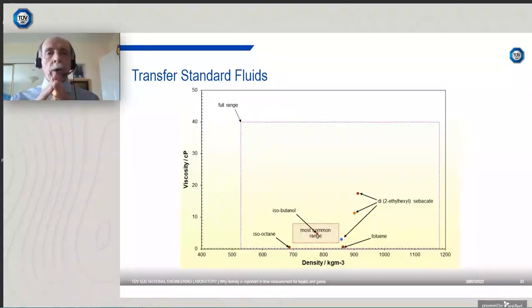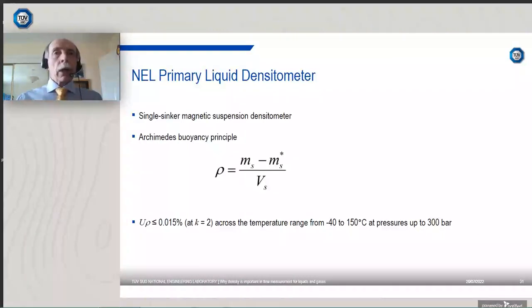So we looked for and identified a number of reference fluids. That's fine. But as I mentioned previously, we need to know the densities of those fluids as functions of temperature and pressure. And for that, we used the NEL primary standard densitometer, which we've already seen before. Actually, it's this single sinker magnetic suspension densitometer based on Archimedes' principle. Low uncertainty, less than 0.015% expanded uncertainty across a temperature range from about -40 to +150 Celsius and up to 300 bar.